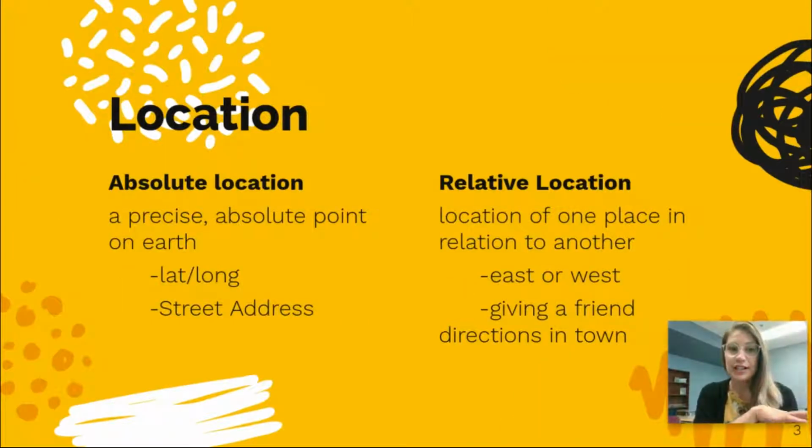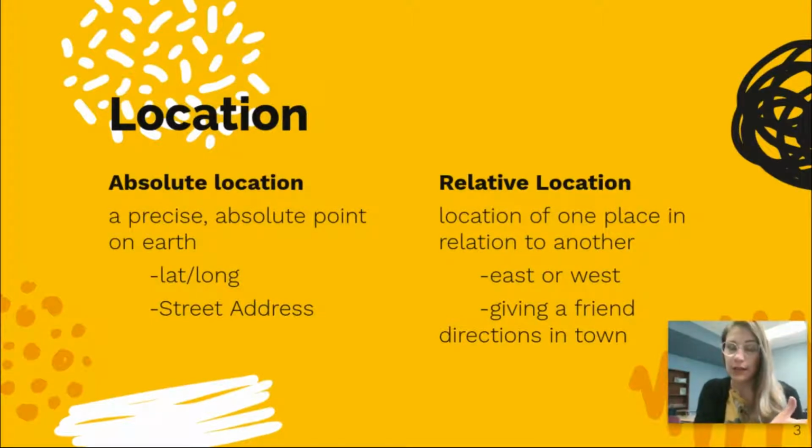So location is split up into absolute and relative. Our absolute location is a precise absolute point on Earth. And this can be our latitude or longitude, or when we are searching for a place, it can be like a street address, right? So it is a precise absolute point.